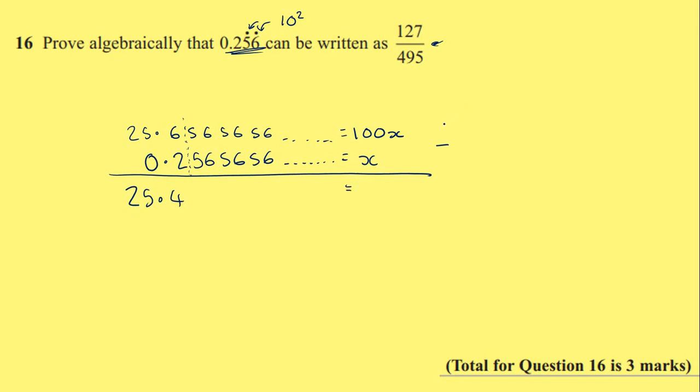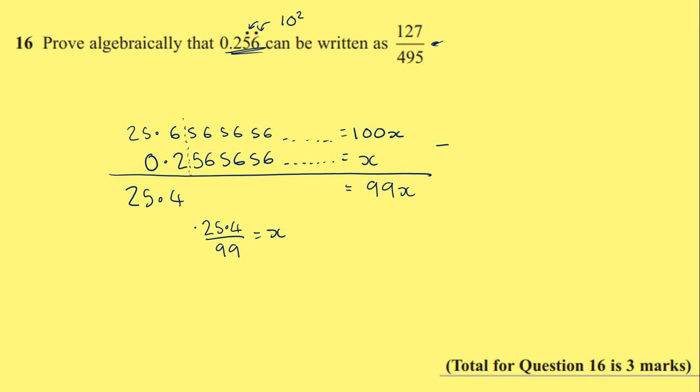If we've got 100 x's and we take away 1x, we're going to be left with 99 x's. A really common error is to just cancel off the x's and just put 100 there. It's totally wrong. Now 25.4 is equal to 99x, which means that 25.4 divided by 99 is equal to x.